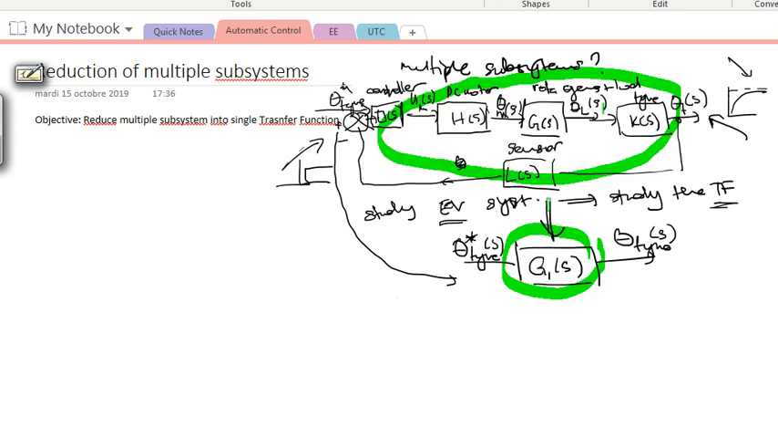So in order to reduce it, we have to identify the components of a block diagram, then we have to know the types of arrangement of the block diagram, and we have to know how to reduce them, right? So very quickly we'll go through this. The first thing is the components of a block diagram.